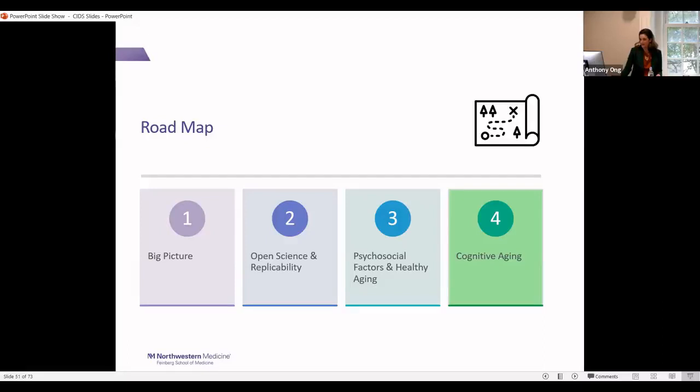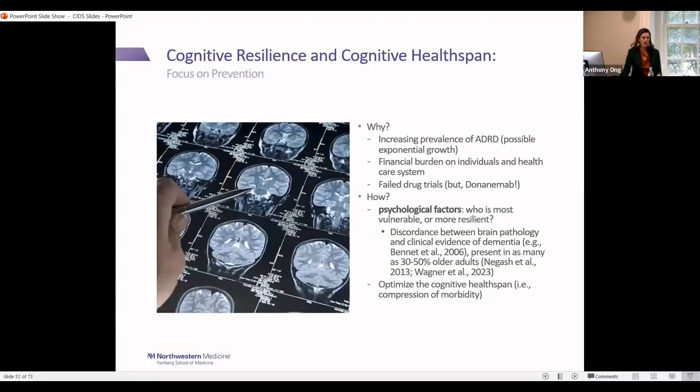Oh, my last area. What I really love talking about is cognitive aging. In brief, recent years have turned to a focus on prevention of Alzheimer's and related dementias. We know that Alzheimer's and related dementias, ADRD, are massively burdensome, both at the individual and system level. Again, can you tell I work at a med school? I'm like, we have to talk about system level burden. Drug trials have been fairly limited, but there are some recent ones that may be promising.